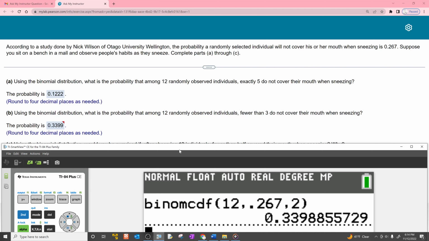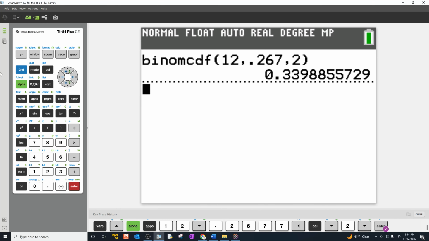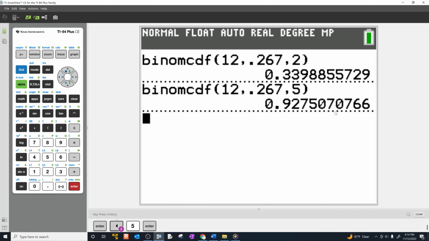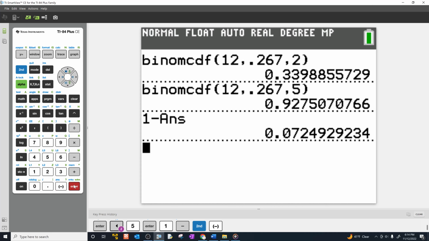And so what we'd have to look at again is binomial CDF. We're going to recall that second entry, but this time put in 5 as fewer than half. We're getting 0.9275. This is extremely high. If we subtract that value from 1, this is the probability that it doesn't happen. So fewer than half out of the 12 is very likely to happen.